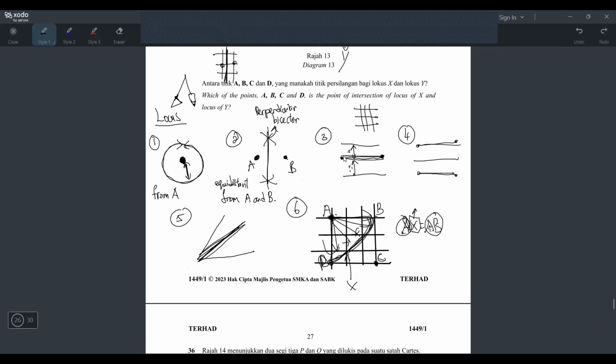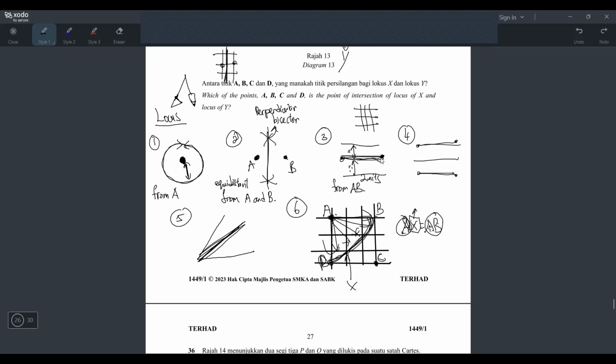The third one is they will give you a line. This one they will say from AB. Can you see the difference between this question and this question? This one is from A and B, from 2 points, but this one is from line AB. So they are different. For this type, they will not mention equidistant, but they will mention how many units. Let's say always 2 units from AB.